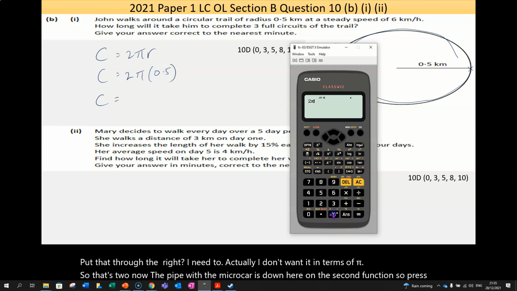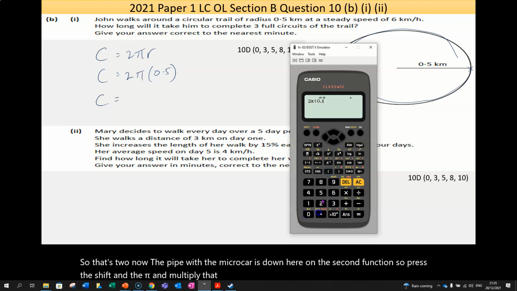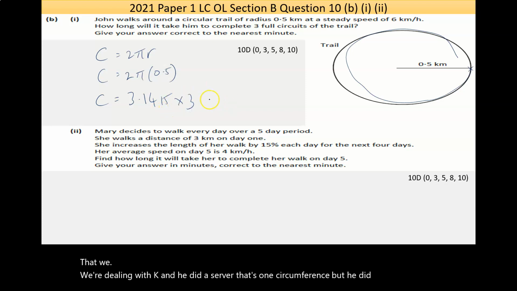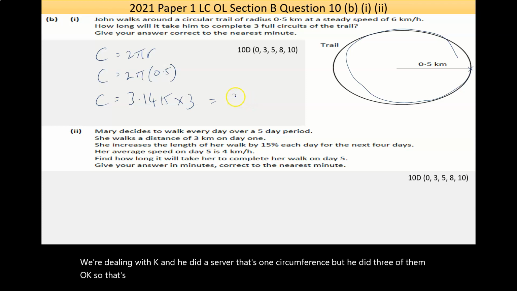So press the shift and the pi and multiply that by 0.5 brackets. I get, in terms of pi, 3.1415, which actually is pi. Now, we want to know how many seconds that we were dealing with. And he did a circumference of, that's one circumference, but he did 3 of them. So that's roughly 9.42 kilometers.